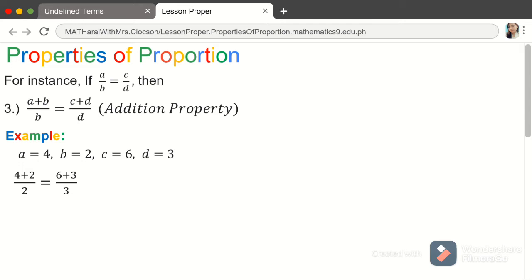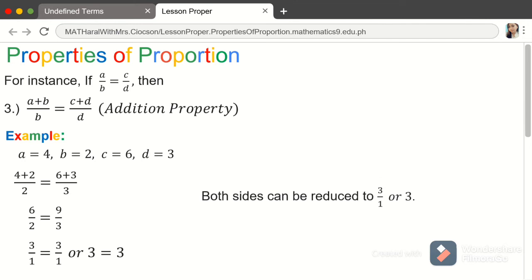4 plus 2 is equal to 6. 6 plus 3 is equal to 9. So we have 6 over 2 is equal to 9 over 3. Simplifying that, the lowest term is 3 over 1 is equal to 3 over 1, and 3 divided by 1 is equal to 3. So we have 3 is equal to 3. Both sides can be reduced to 3 over 1 or 3. Since we get 3 is equal to 3, therefore it is a proportion.